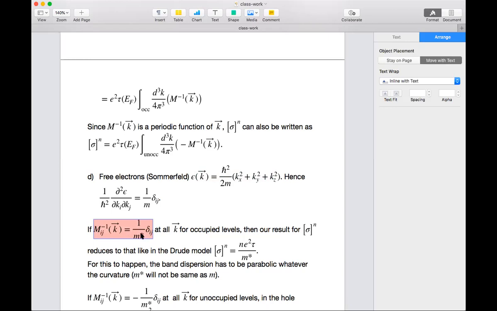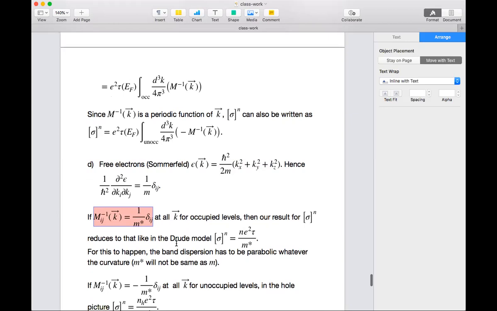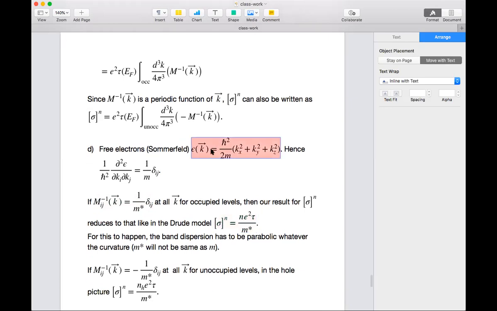So the same M star is independent of k. So if I have a band structure which gives me M inverse to be of this form, then this conductivity tensor would reduce to a diagonal form where the diagonal elements are such as this, exactly the Drude form. But that happens only when I have a band structure or band dispersion that looks like that. And that often does not happen in real materials.